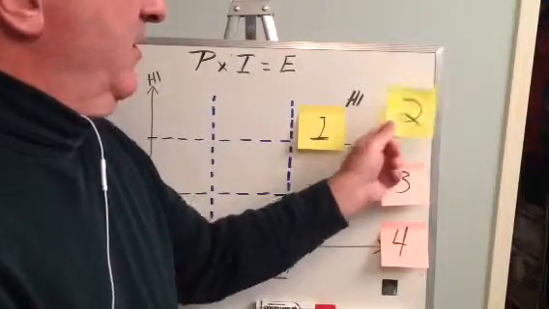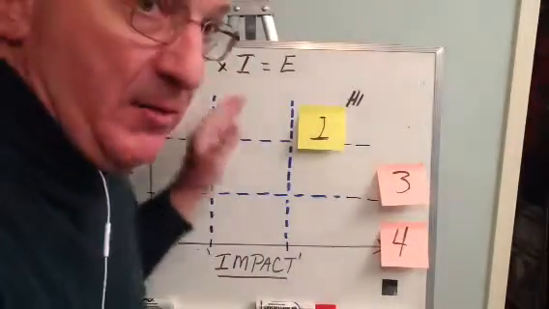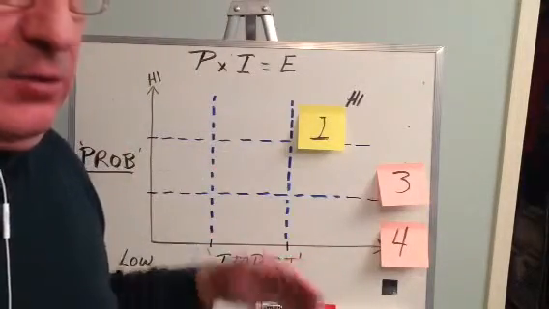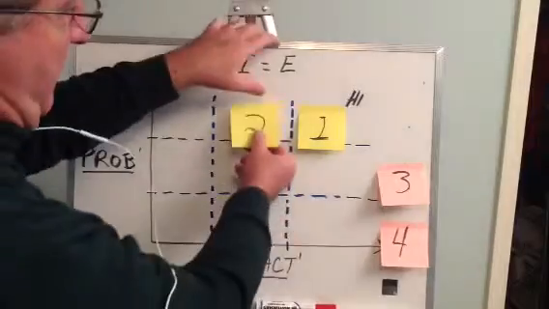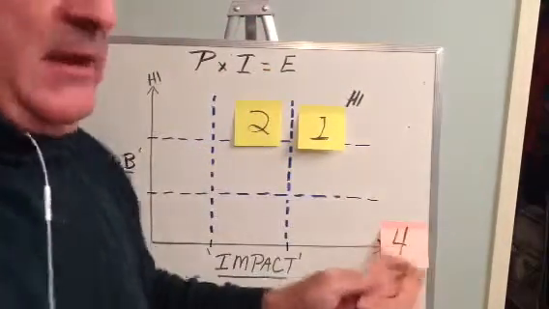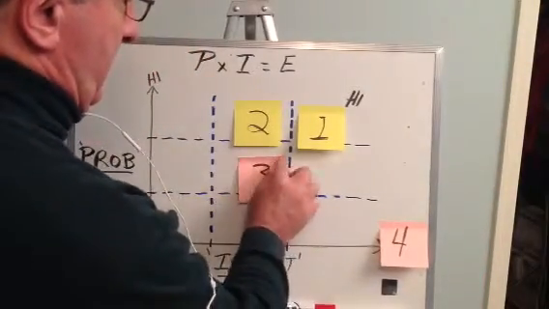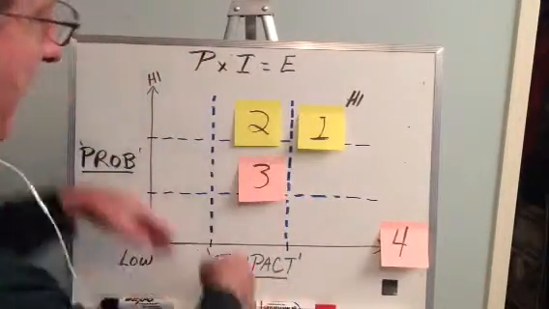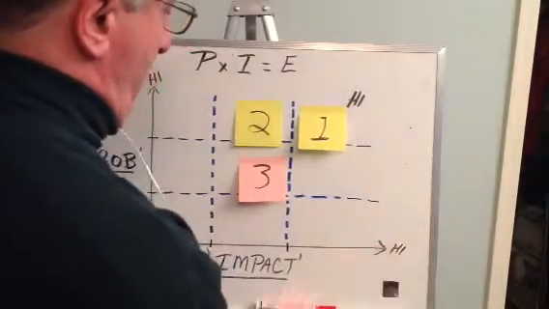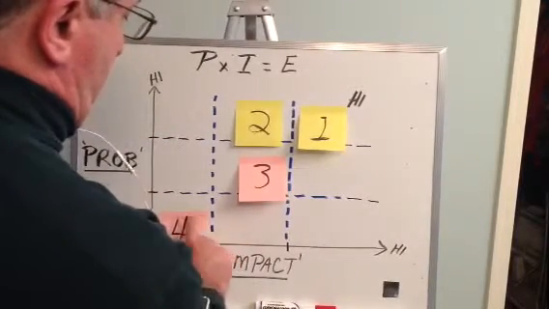Then we take number 2 and we say, that's got a very high probability, but the impact is not very high, or high as well, so maybe it's over here. Okay, so we do that. And number 3, and again, you're doing this with your team. Number 3, we feel like it's here. It's kind of a medium impact, medium probability. And number 4, well, let's be honest, and let's put it down here.